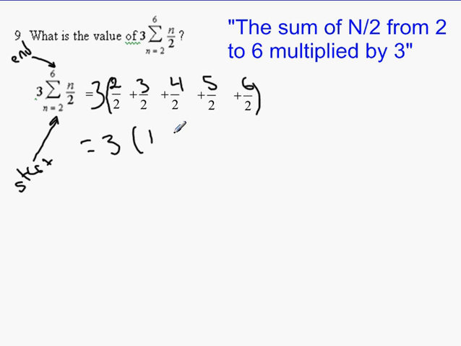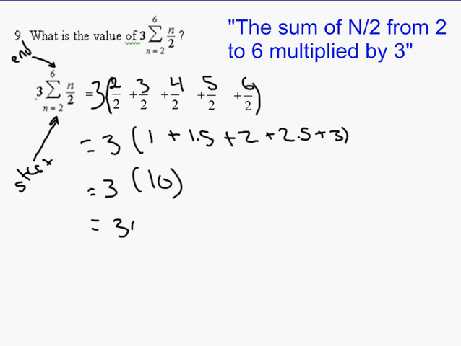So 2 over 2 is 1. 3 over 2 is 1.5. 4 over 2 is 2. 5 over 2 is 2.5. And 6 over 2 is 3. So 1 plus 1.5 plus 2 plus 2.5 plus 3 is 10. So that's 3 times 10. And 3 times 10 is 30. So the value of this summation is 30.